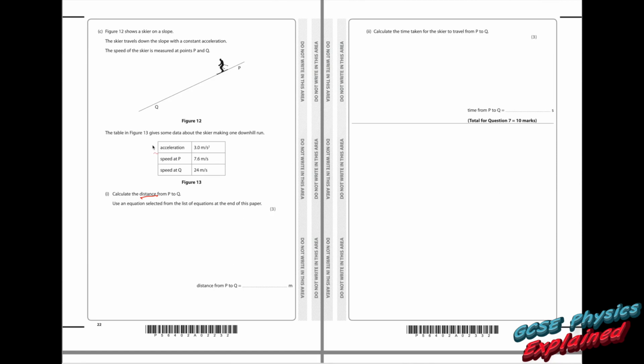So what I'll do, I'll write in, that's a for acceleration. Speed at P, that's at the top, so that's the initial speed, u, initial velocity, sorry. And Q is the speed or velocity at the end. So that's v. And it's v squared minus u squared equals 2 times the acceleration times the distance x. So I've got to rearrange that in order to find x.